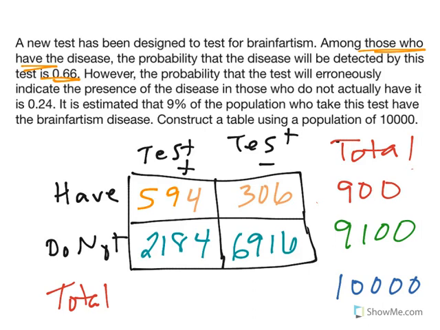And now we are ready to add vertically. So I know that a total of 2778 will test positive, while 7222 will test negative for brain fartism. So this is not exactly like the tables that you created in your packet. They're a little bit different. So now using this table, let's answer some questions.